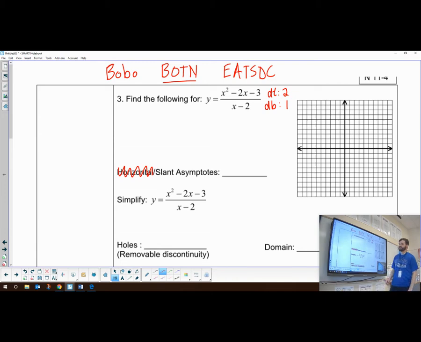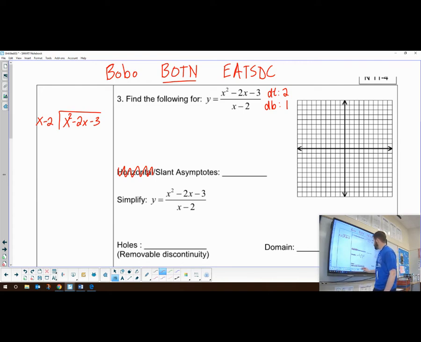So we need to take my numerator and divide it by my denominator. So I'm going to take my numerator, which is x squared minus 2x minus 3, and we're going to divide that by x minus 2. Okay? So we're going to use this to be able to find what my slant asymptote is.